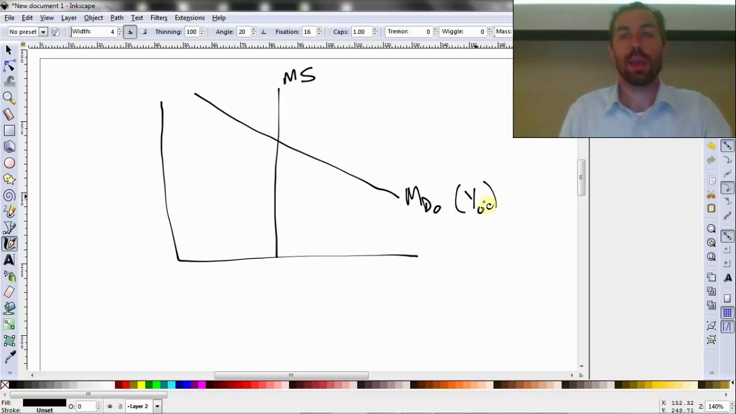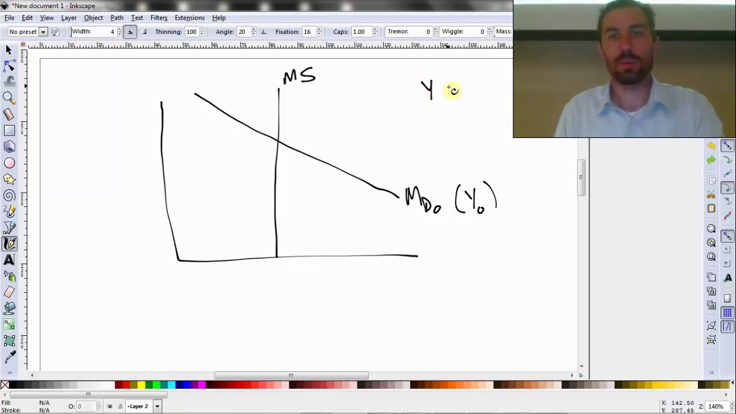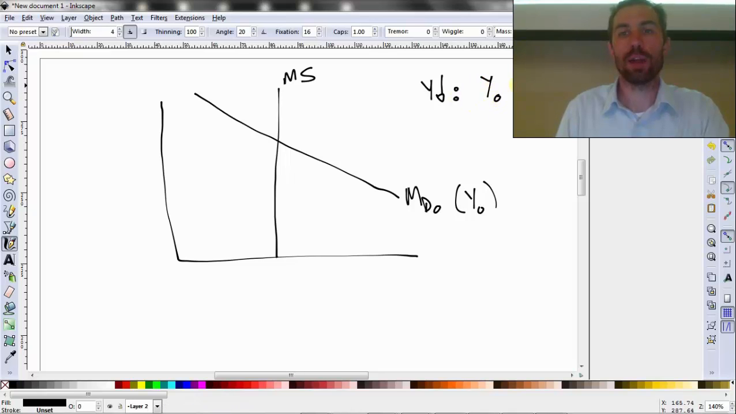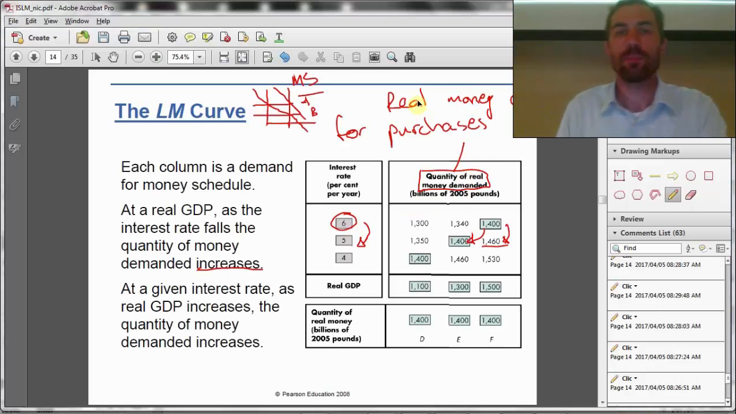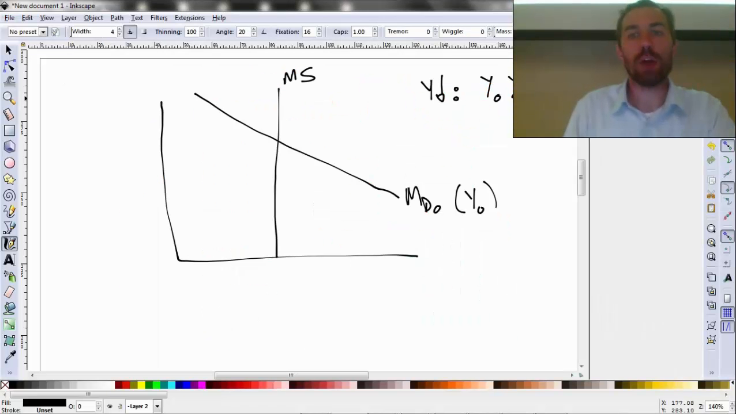Okay? If our level of output decreases, so if we have Y decreases, so that we have Y0 greater than Y1. In other words, we're decreasing output, moving from Y0 to some lower level of output, Y1. If we have a lower level of output, what does that mean about the amount of money that we demand? Real money demanded for purchases. If output is lower, what does that mean about the real amount of money that we require? It's going to be lower.